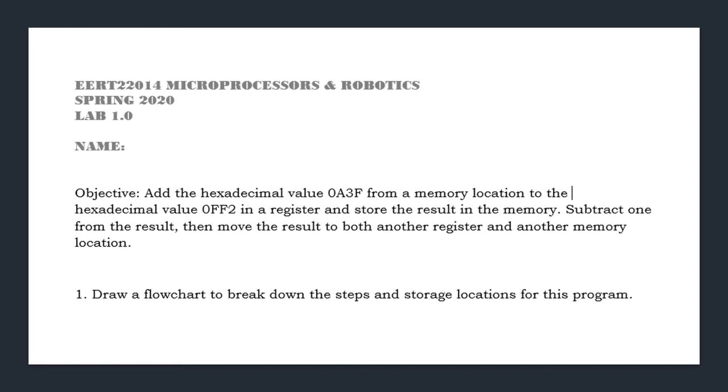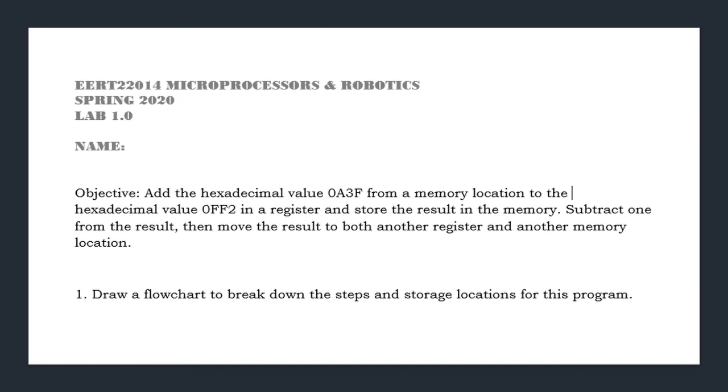You will be adding the hexadecimal value 0A3F from a memory location. I don't care what memory location that is, but you will be moving that into a memory location, and then you'll be adding that to a second hexadecimal value that is stored in a register. So you're going to store this value in a memory location, store the second value in a register, and add those together with the result stored in the memory location.